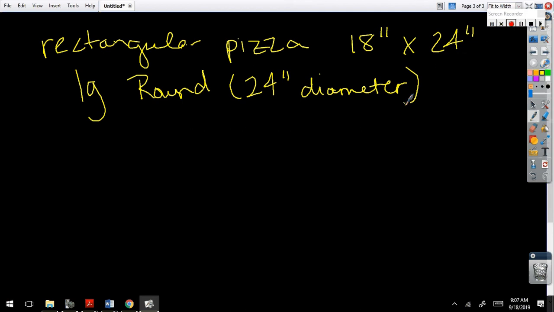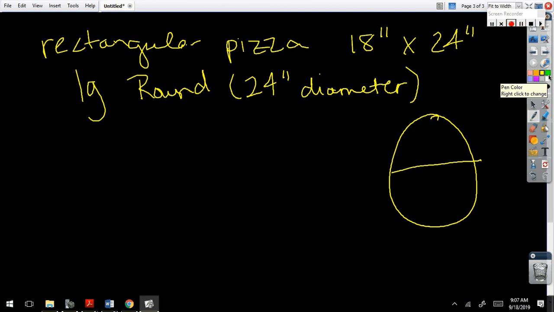If both pizzas are of the same thickness, so we don't have to worry about how thick they are, which option gives the most pizza for the money? Hmm. That's a good one. I'd have to look at it. Okay. Well, you'd have to look at it. All right. So let's think about what could we use to tell how much pizza you're getting.